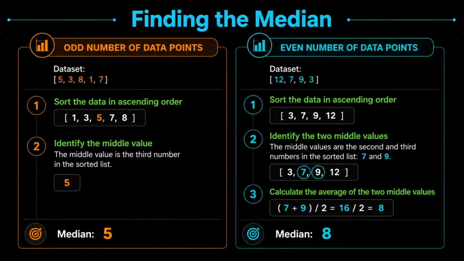Dataset 12, 7, 9, 3 sorts to 3, 7, 9, 12. The two middle values are 7 and 9, and averaging them gives a median of 8. And here's the odd case. 5, 3, 8, 1, 7 sorts to 1, 3, 5, 7, 8. And since there's a single middle value, 5, that's the median directly, no averaging needed.